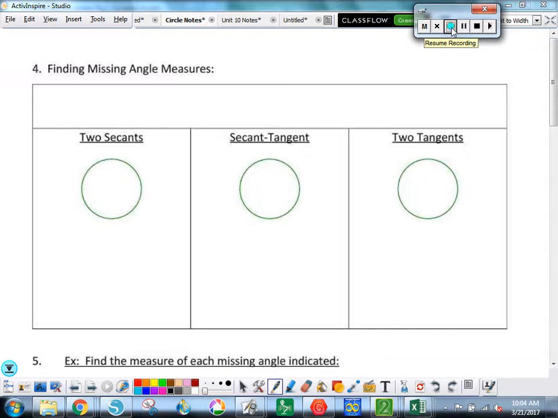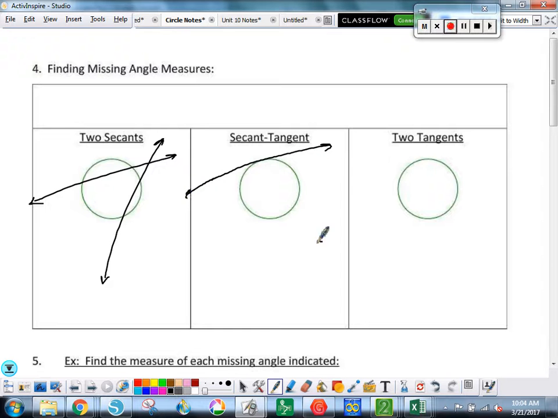Let's move on. We are going to start just by drawing these two things, and then we're going to make up a rule. So if it is 2 secants, it looks something like this, right? If it is a secant and a tangent, it would look something like this. And if you have 2 tangents, it would look something like this. Kind of. It's how the lines are hitting the circle.